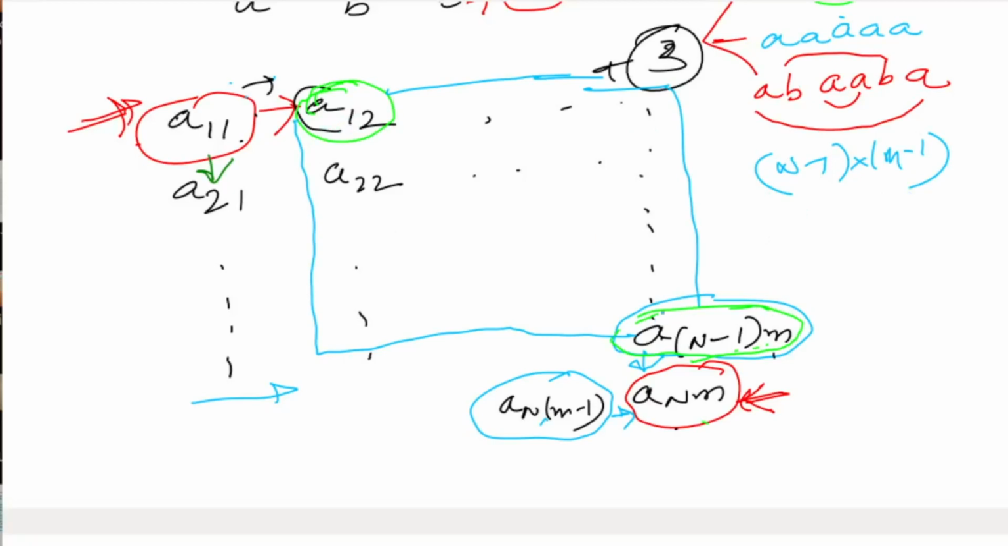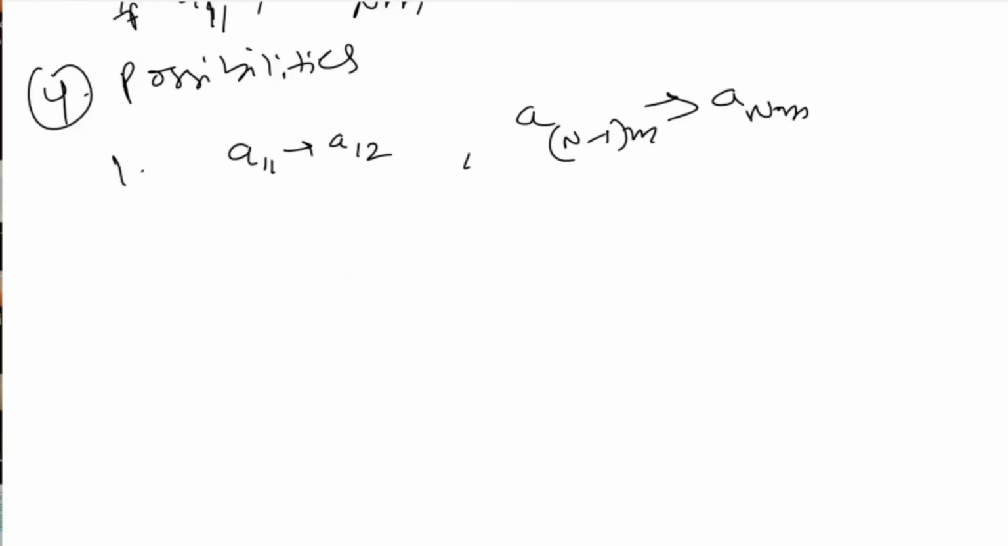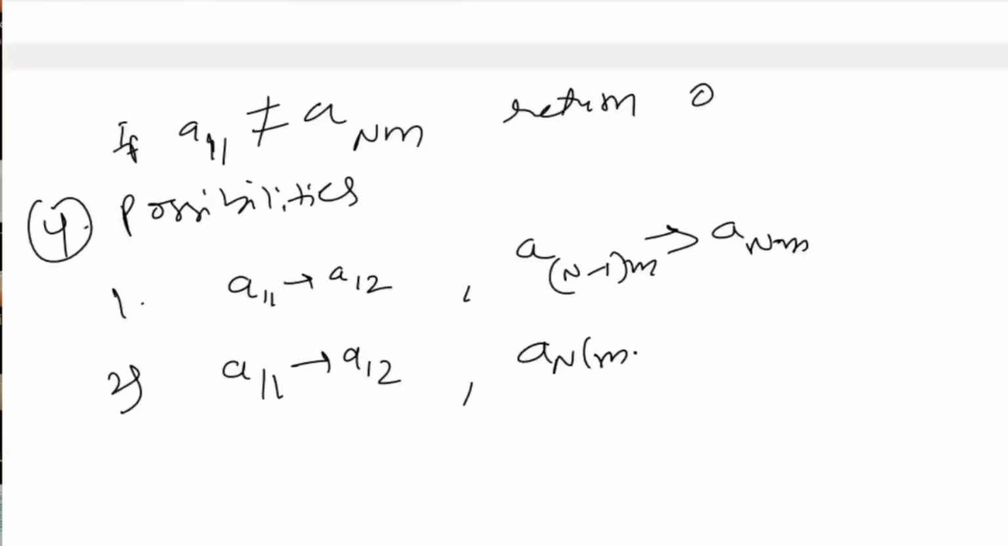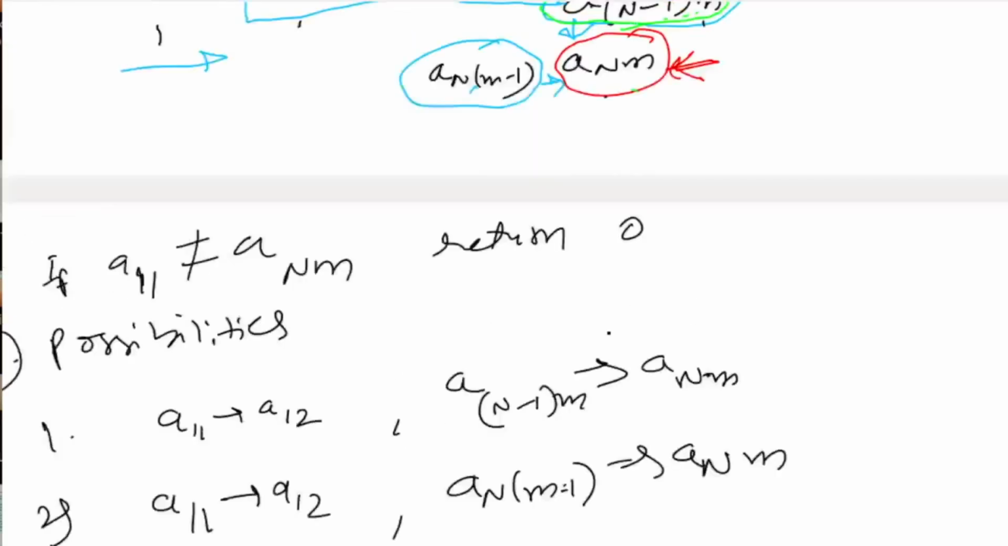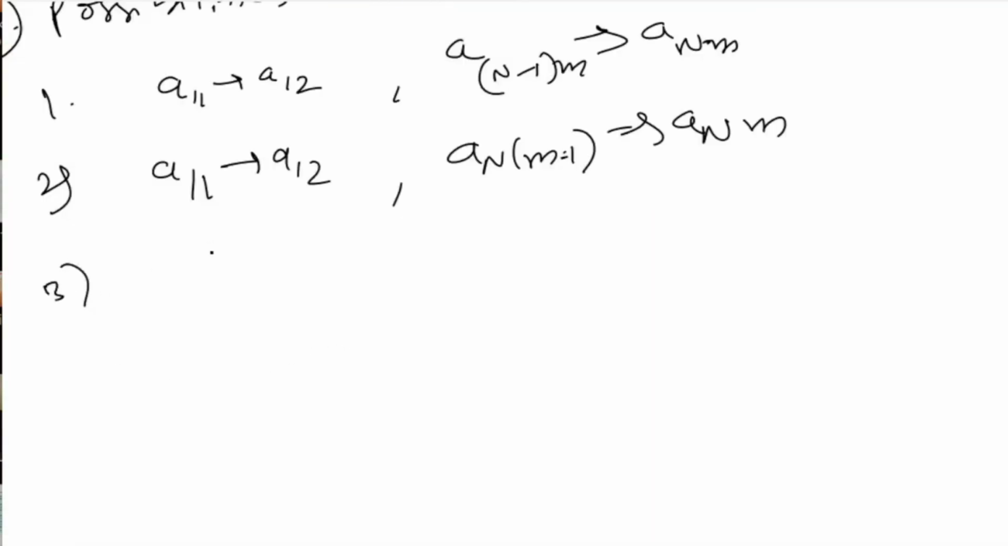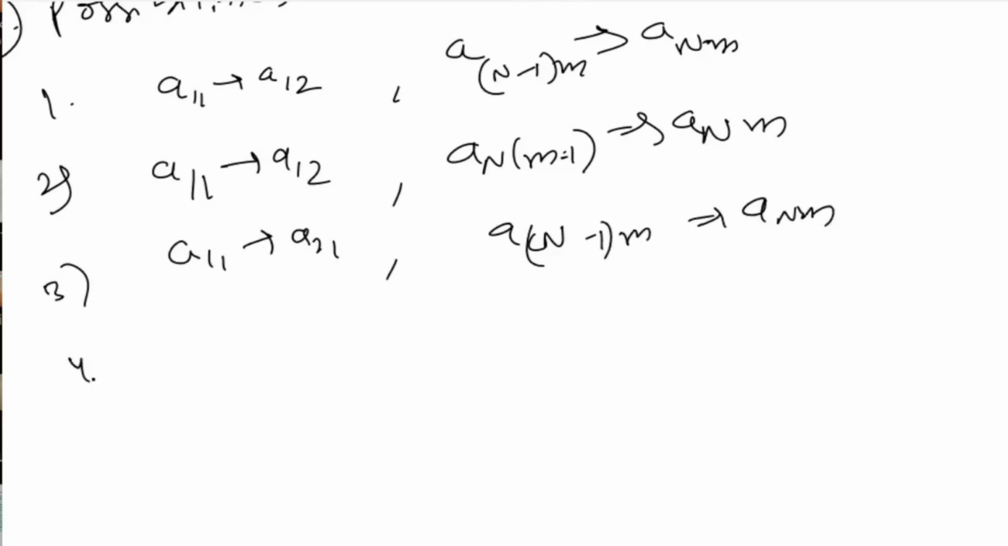Okay, so similarly there are three more cases. So suppose that you move from a11 to a12, but now you can reach a n m from a n m minus 1. So a n m minus 1 to a n m. Okay, now you can also move to a21 from a11. So you can move a11 to a21 and then you can reach a n m from a n minus 1 m. So this is pure combinatorics. Okay, and now there will be a fourth case.